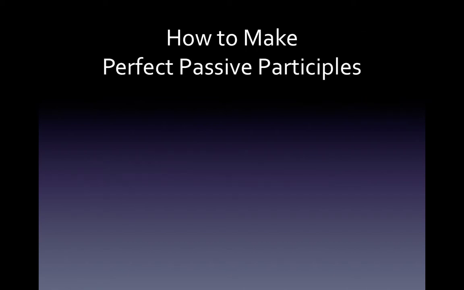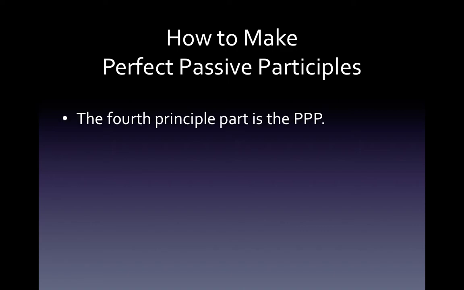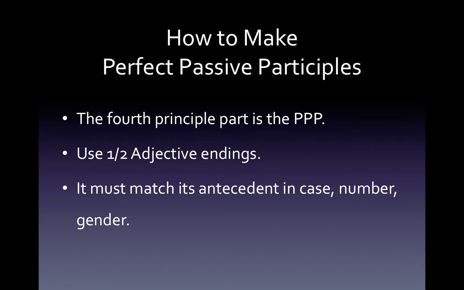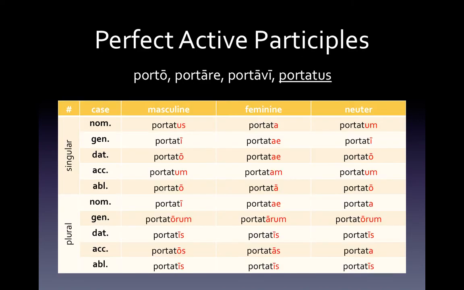All right, so now how do we make perfect passive participles? This one is easier in some ways. There's actually nothing that you have to do other than know the fourth principal part. So the fourth principal part is your perfect passive participle. So moving forward, it's very important to memorize all four principal parts whenever we learn new words. It uses 1-2 adjective endings, not third declension adjective endings. It must match its antecedent in case, number, and gender, just like adjectives, just like the present active participles.